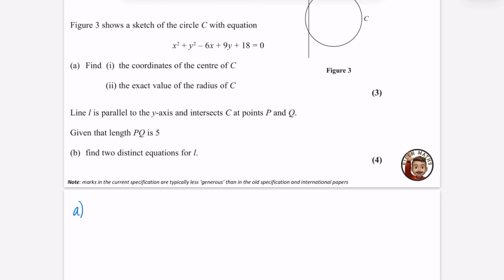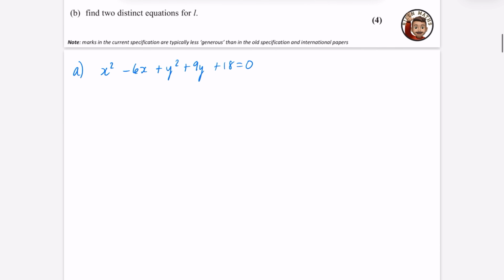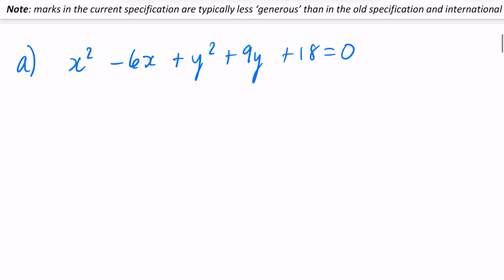So for part A, I'm going to rewrite it so that I have my x squared with my 6x, I'm going to have my y squared with my plus 9y, and I have my plus 18 equals 0. So I'm going to complete the square on these two separate parts, the x part and the y part. So this would be halving the 6 to get the 3, and countering that extra 9 that we get from the 3 squared by subtracting it.